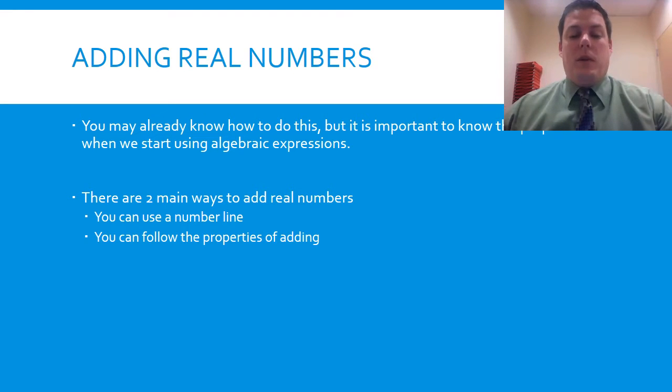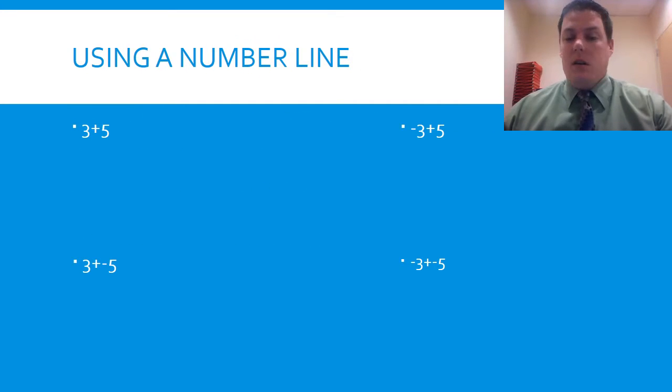So there are two main ways to add real numbers. We can use the number line, or we can use properties, which we will discuss both. It is your choice which you want to use, whichever is easier. The number line takes a little longer, but it is helpful.